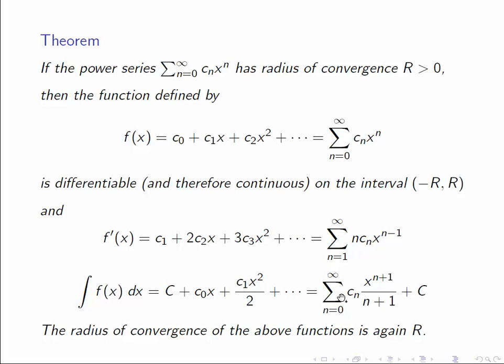The integral similarly is given by integrating term by term. So c0 integrates to c0 x, c1 x integrates to c1 x squared over 2, etc. And the general form of this is c_n times x to the n plus 1 divided by n plus 1. We sum all that, and then we add an arbitrary constant. And again, as before, the radius of convergence of these two new functions is still R, the same as the radius of convergence of the original series.